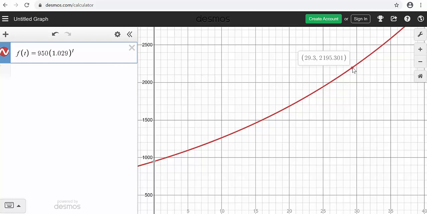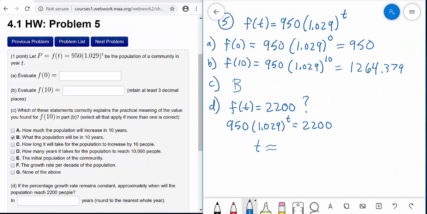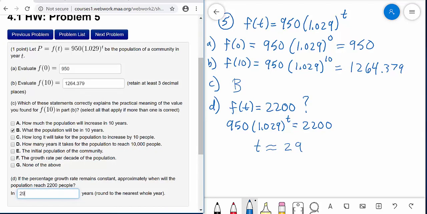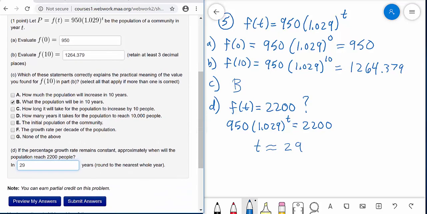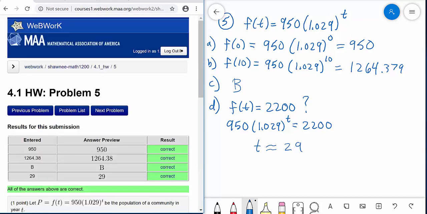So it's in between 29 and 30, but it looks like it's a little bit closer to 29 when the function is exactly at height 2200. So from looking at that, our answer is year 29. So we see that t is approximately 29 when the function is at height 2200. So I enter these answers in WebWork and submit, and we've got correct answers.